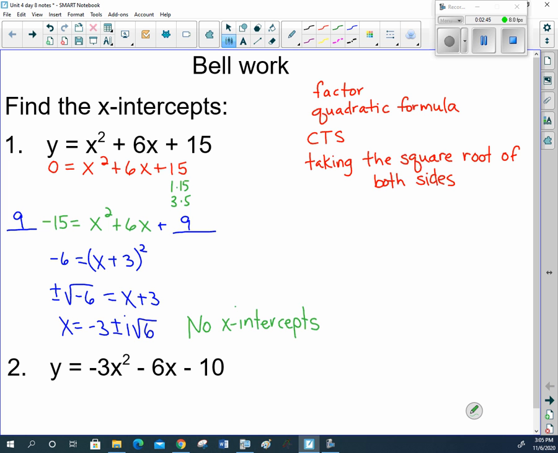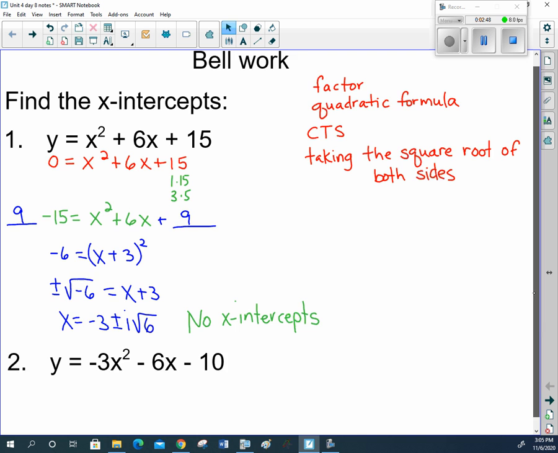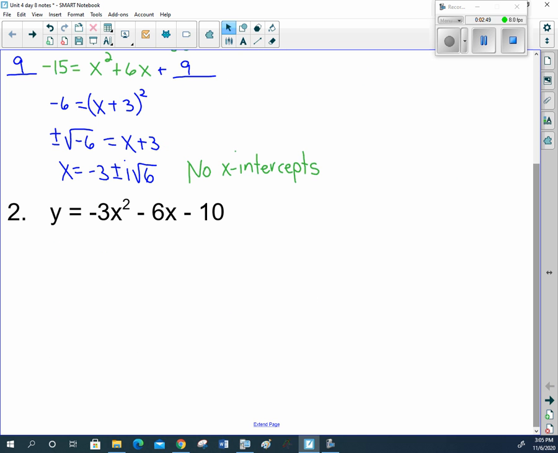All right, let's try the next one. So once again, I'm looking at this, and y equals negative 3x squared minus 6x minus 10. I really like factoring, so first of all, I think I'm going to factor out a negative sign and look at it as a positive leading term for my factoring part. So I'm going to say 3x squared plus 6x plus 10.